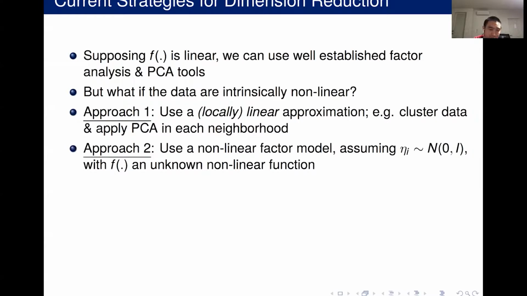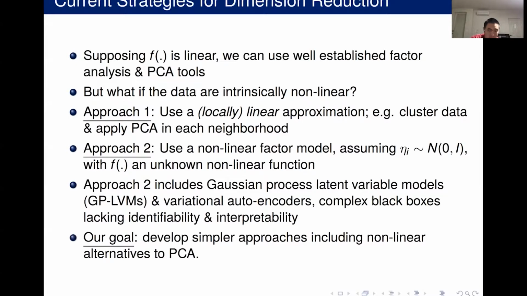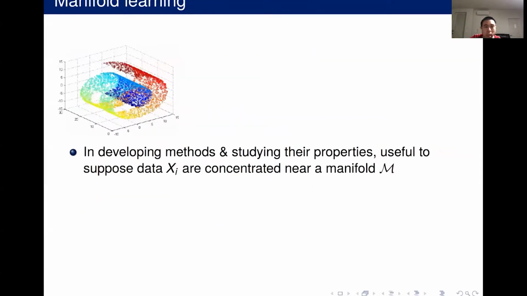Approach two relies on some black box method. Consider this nonlinear factor model. We assume eta_i follows a standard Gaussian distribution, and f is some unknown function we want to learn. So approach two includes Gaussian process latent variable models and variational autoencoders. These are both black boxes and lacking identifiability and interpretability. Our goal in this talk is to develop simpler approaches, including nonlinear alternatives to PCA.